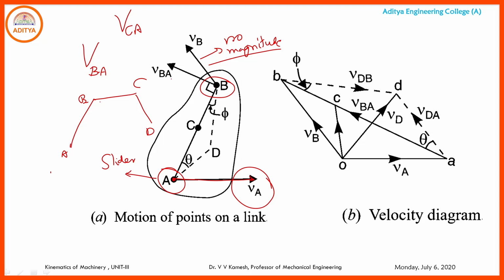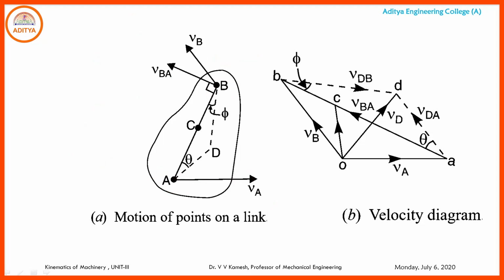So how to find the velocity of B with respect to A? The first thing we need to do is take some sufficient scaling for VA. This VA is represented from a standard point or fixed point O. So initially we will take O and A as the 2 points. This is the representation of VA.